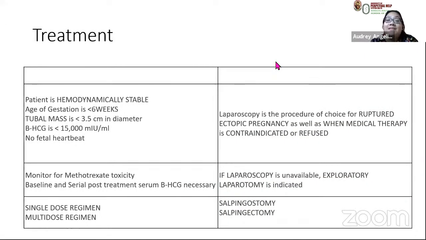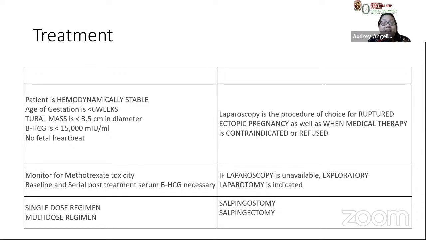You have to familiarize yourselves with this table of treatment. This one's medical management, this one is your surgical. So, patient is hemodynamically stable. For you to be able to use your medical management, your age of gestation should be 6 weeks. Your tubal mass should be less than 3.5 centimeters in diameter. Your beta HCG is less than 15,000 and there is no detected fetal heartbeat.